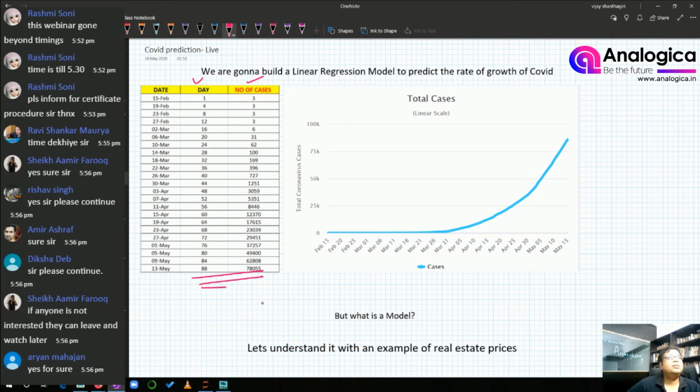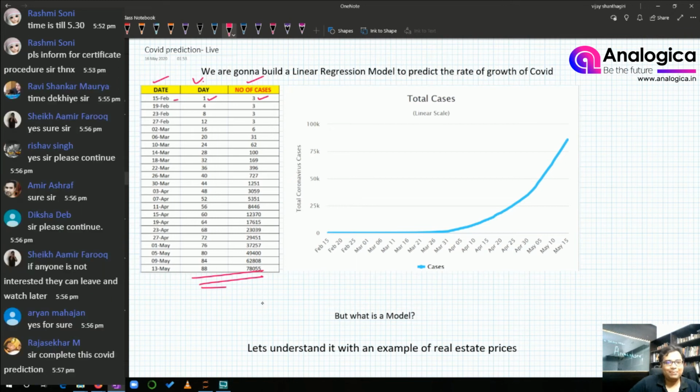Okay, so what do we have here? We have data, we have date. So we know on 15th Feb it all started, and 15th Feb it was day 1 for India, and the number of cases was 3, right? So on and so forth. On 13th May, the last day I collected this data, we have the 88th day, and the number of cases is 78,055. Now all this data can be put into something called linear regression, and using that we can predict what is going to happen on the 90th day or 120th day.